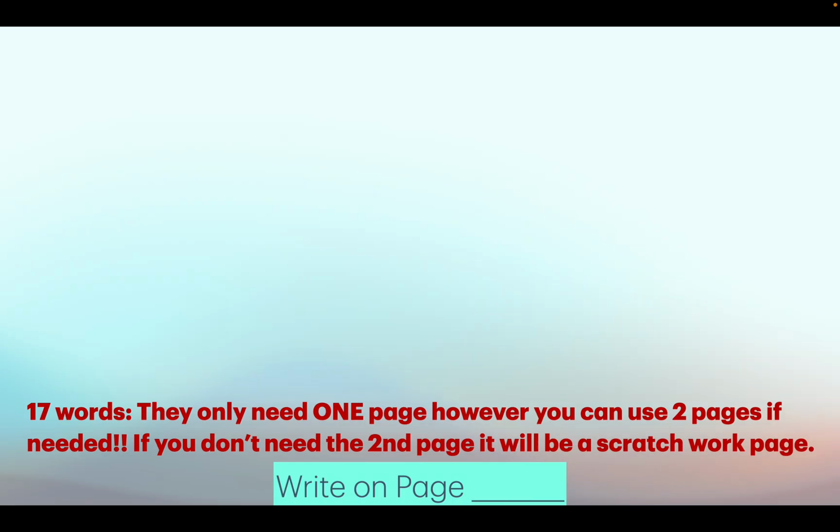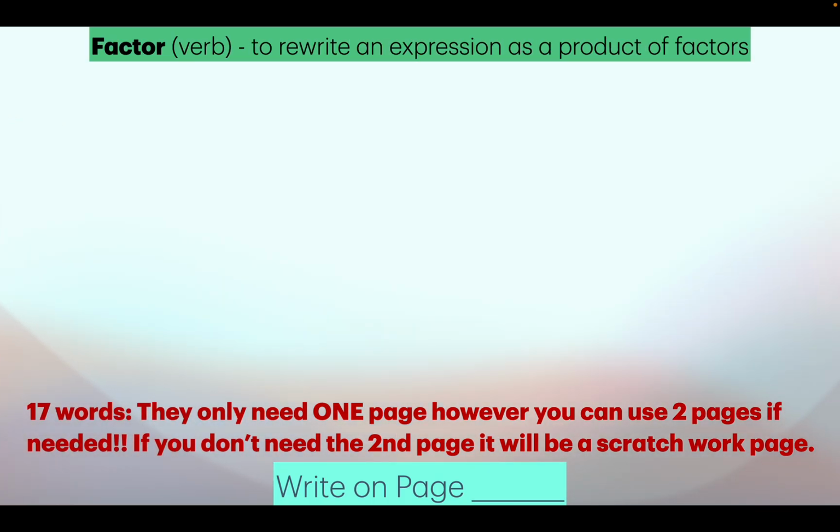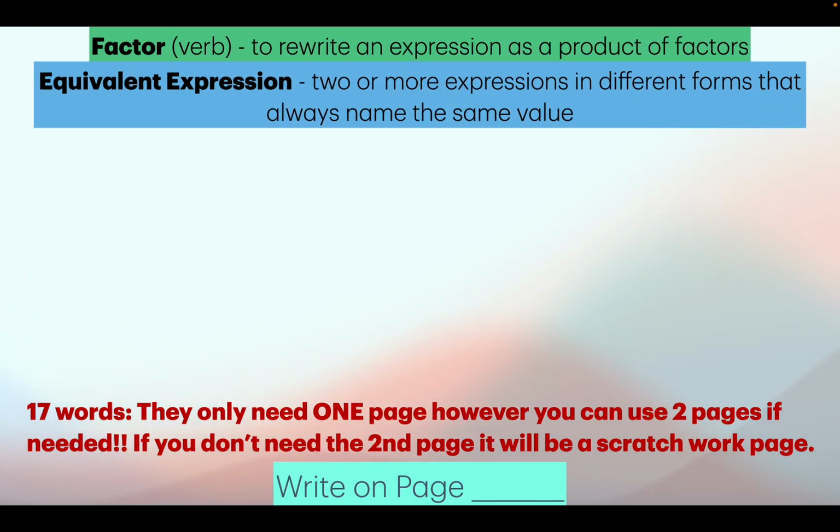All right, so for your vocabulary, you are going to write these words. So once they are all on your screen, pause it. Finish writing all of the words, and then unpause your video. The first word is going to be factor as a verb. That is to rewrite an expression as a product of factors. Equivalent expressions: 2 or more expressions in different forms that always name the same value.